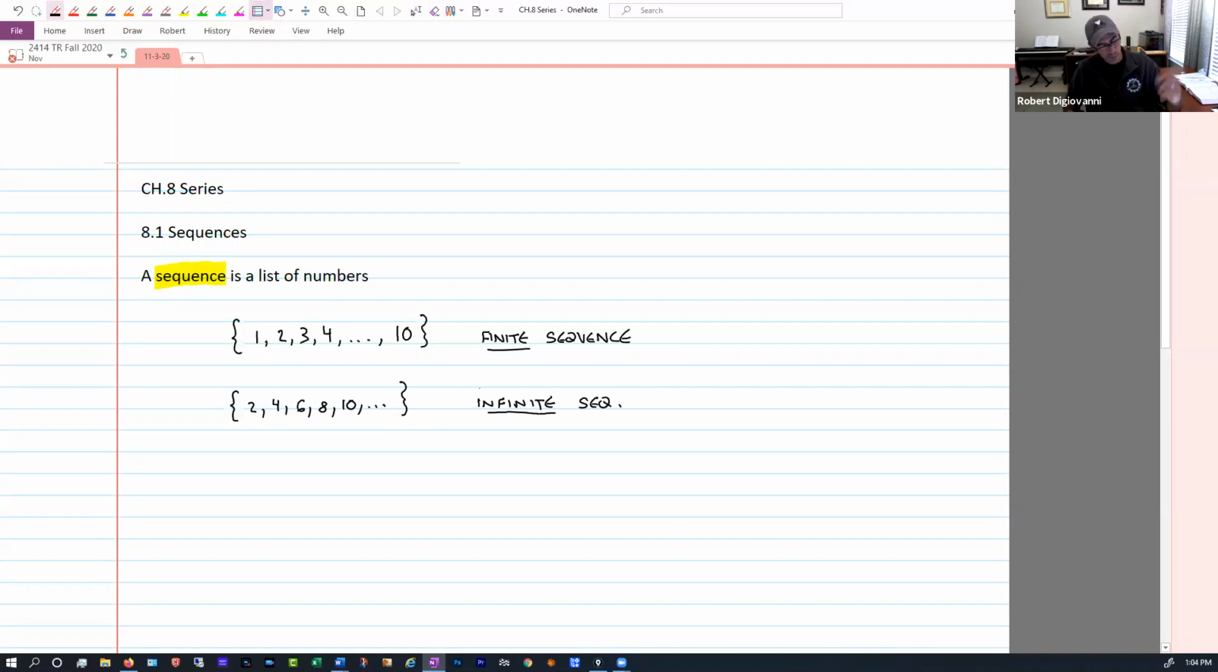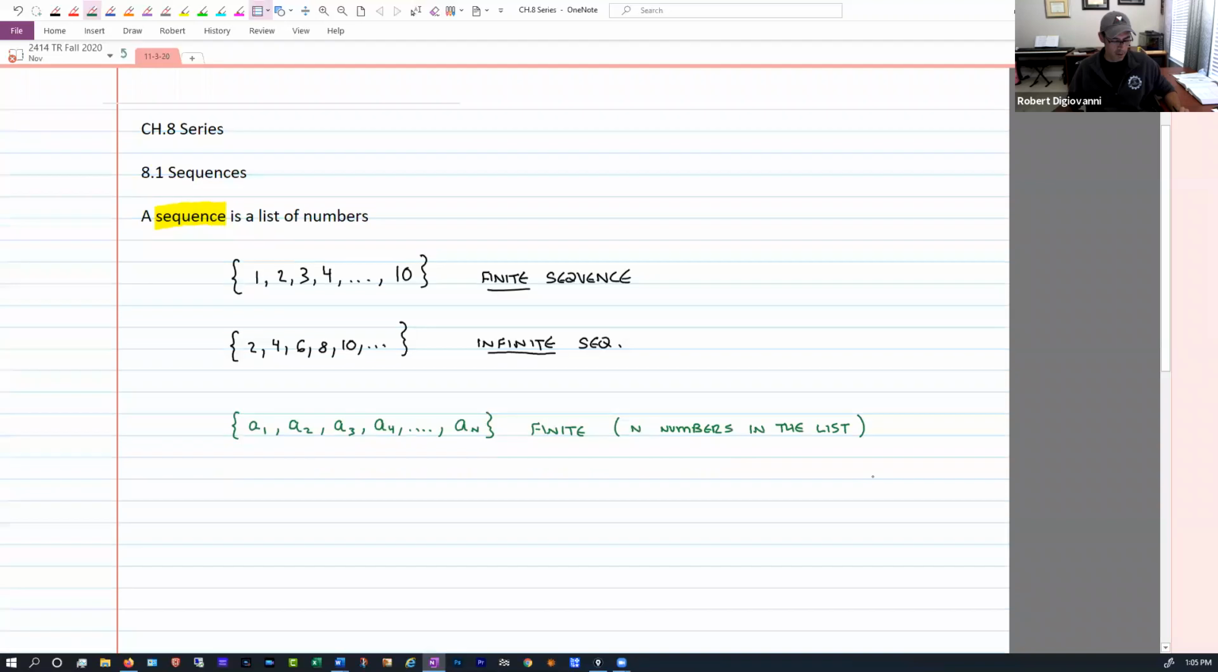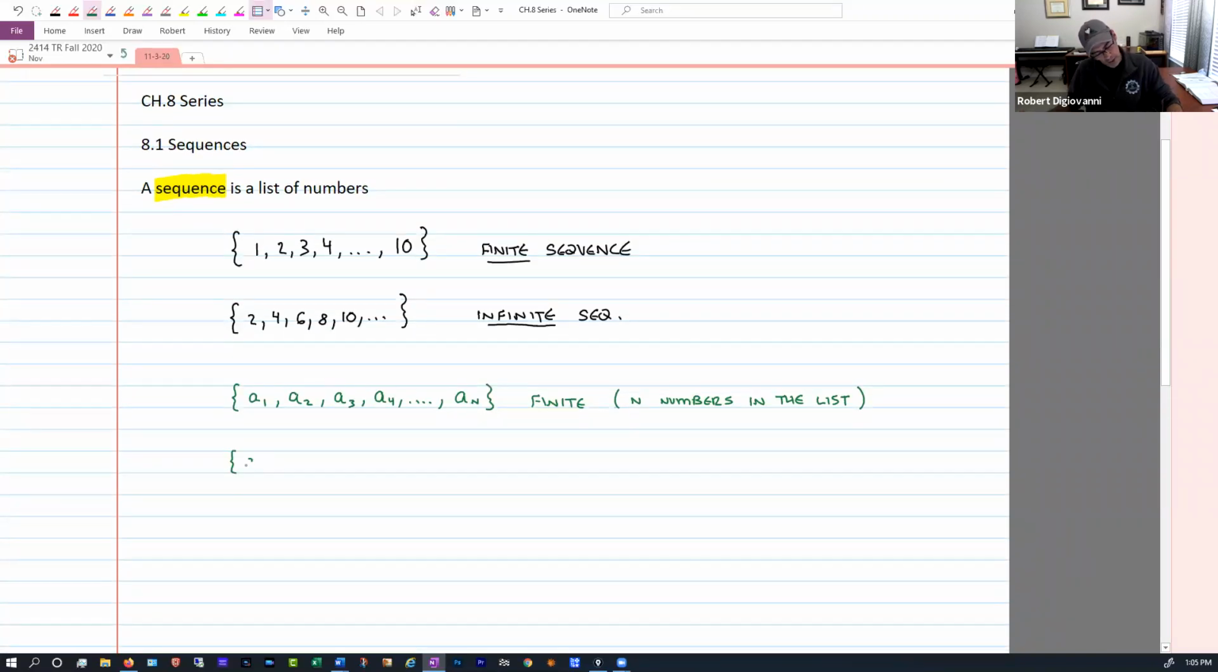Now, in general, a general way you could write a sequence is like this. You have your first number, which we usually denote A subscript 1, then A subscript 2, then A subscript 3, A subscript 4. If this continues and stops somewhere, at A subscript N, this would be finite, and there would be N numbers in the list. If we have an infinite sequence, we would just do A sub 1, A sub 2, A sub 3, comma, dot, dot, dot, close it off, and this would be an infinite sequence.